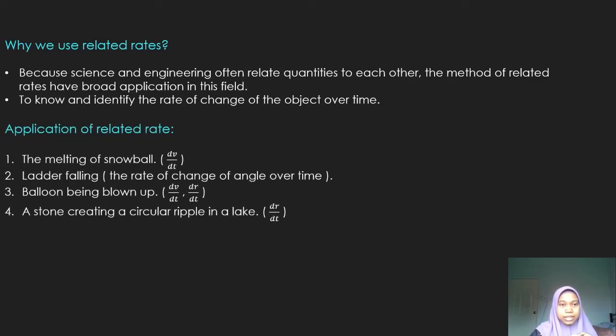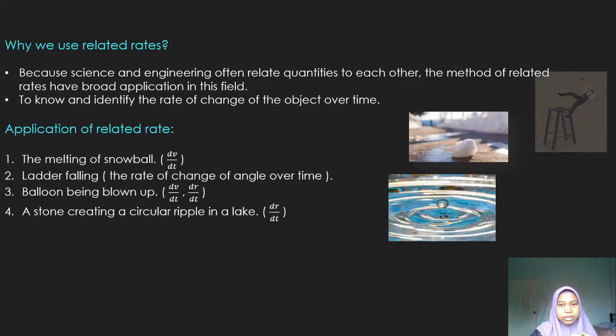There are some applications of related rates. The melting of a snowball, where we can identify dV over dt. A ladder falling, where we can identify the rate of change of the angle over time. A balloon being blown up, where we can identify dV over dt or dr over dt. A stone creating a circular ripple in a lake, where we can calculate dr over dt.